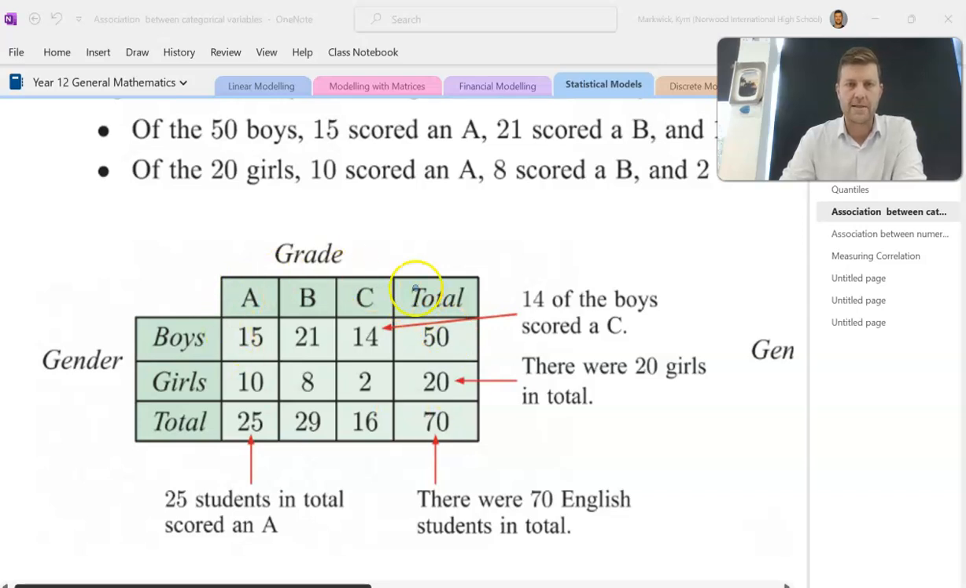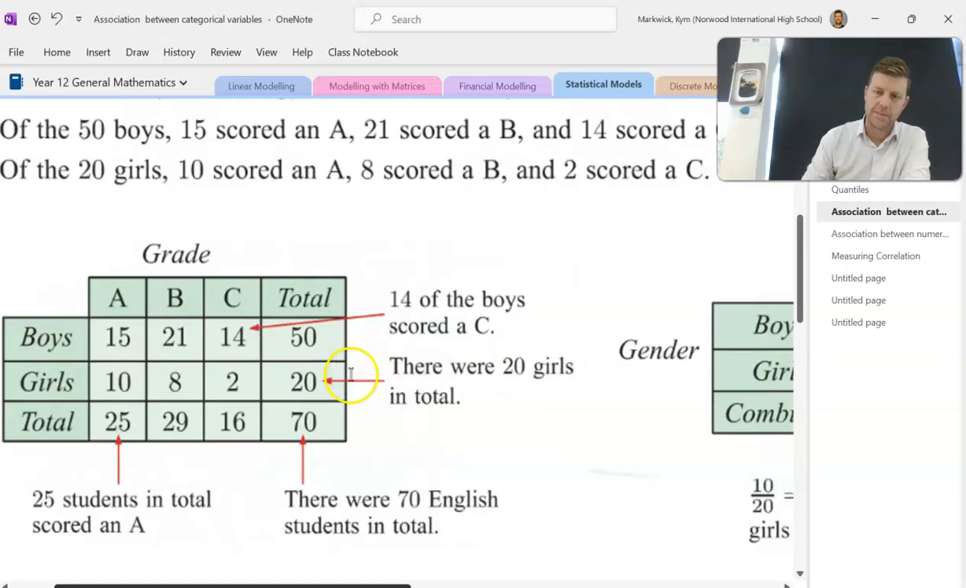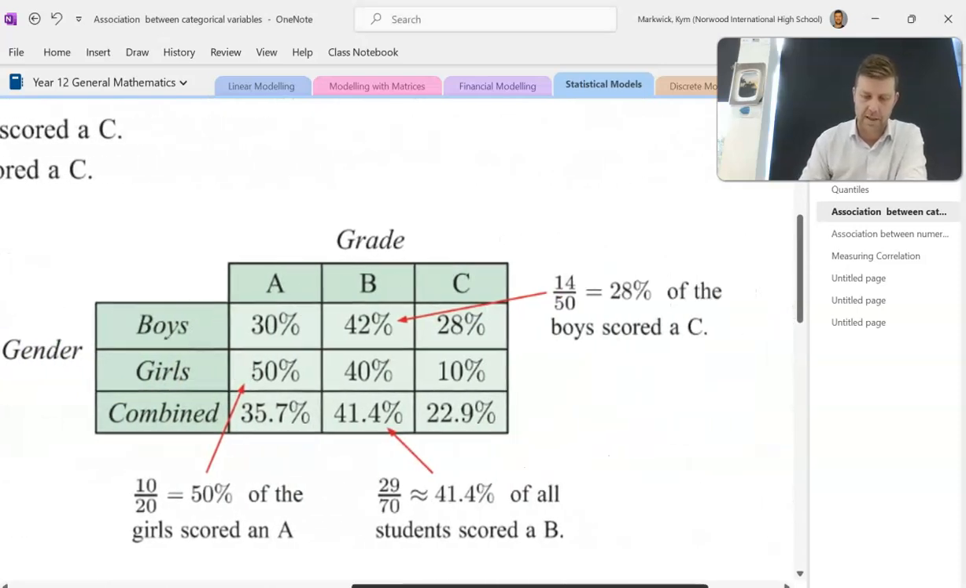This doesn't really help us make that association or find that relationship between the gender and whether they are better at English or not, because here you can see that more boys were surveyed, or more boys were studying English at this school. So to make a fairer comparison, we're converting that raw data into percentages. And that's done here in this two-way table. So you can see that 30% of the boys got an A, 42% of them got a B, and 28% of them got a C.